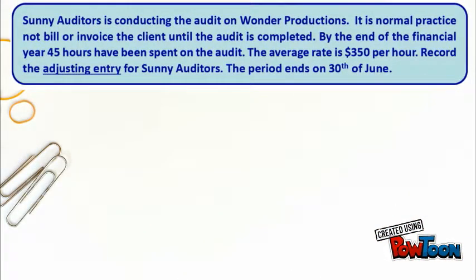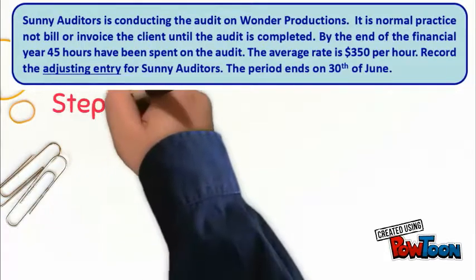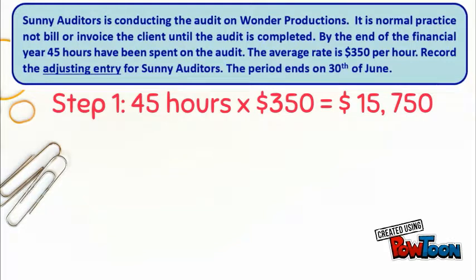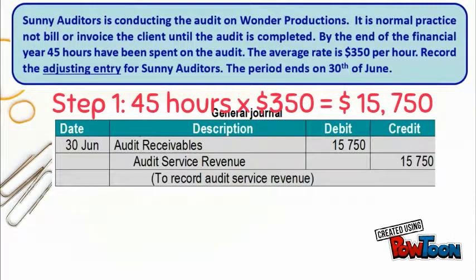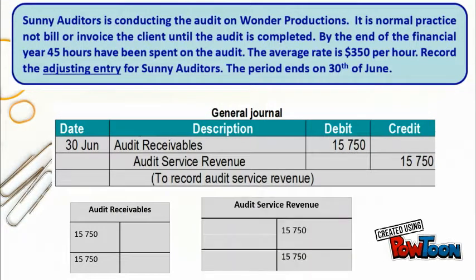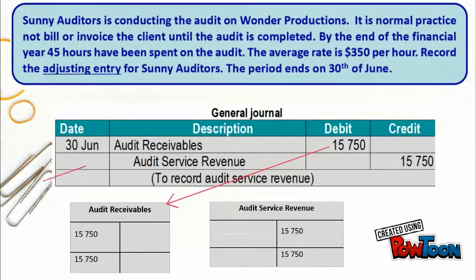This is an example of accrued revenue, where the company completes the service and then bills the customer. The first step is to calculate how much the company has earned over the period and is expecting as receivables. This is done by multiplying the hourly rate by the hours the service is provided. Then the following adjusting entries can be made. There would be an increase in audit service revenue and an increase in audit receivables, which the company expects to collect back for the service provided.